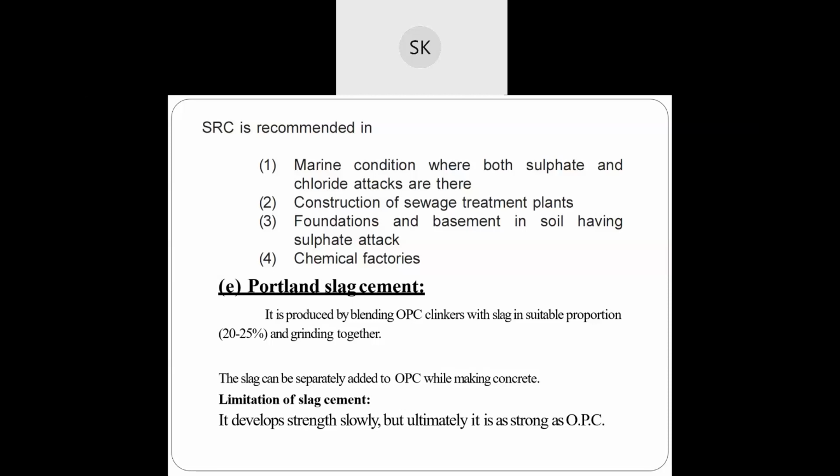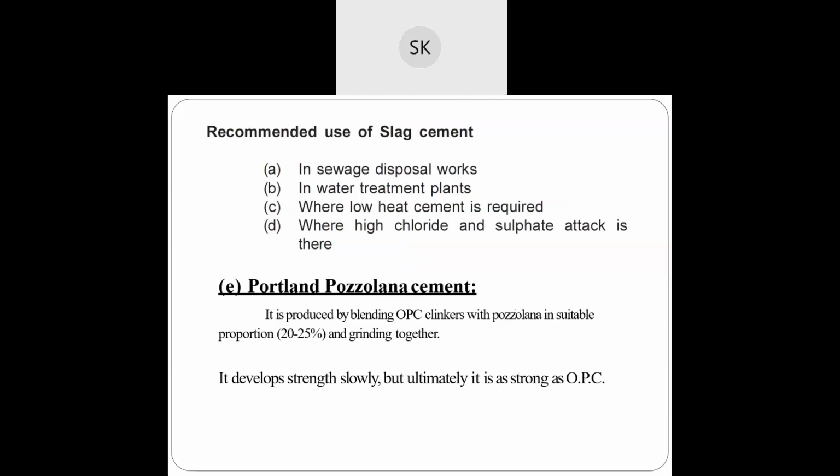So it is basically kind of the same. The limitation is the same as SRC, that it also develops strength very slowly, but ultimately it is as strong as OPC. Now this cement is recommended in sewage disposal work, water treatment plants where low heat cement is required, and where high chloride and sulfate attack is there.